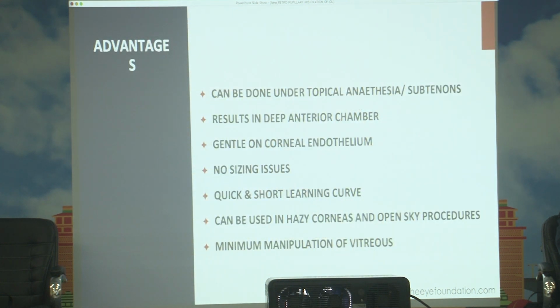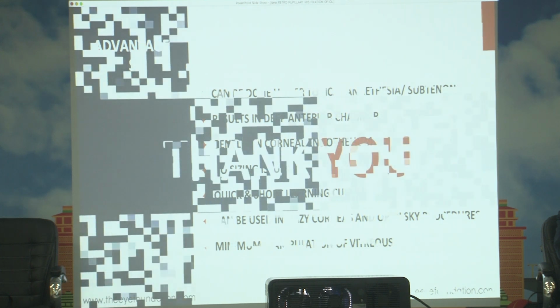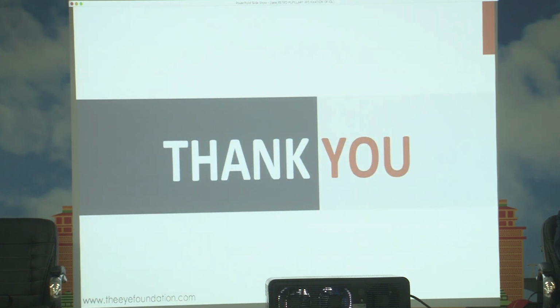So essentially, all these small tricks are hardly ever necessary once you've got the knack of doing the procedure. It can be done under topical anesthesia or, rarely, subtenon. And definitely you get a deep anterior chamber, you are quite gentle with the endothelium, there are no sizing issues, a very short learning curve, and only minimal manipulation of the vitreous is needed. Thank you very much.